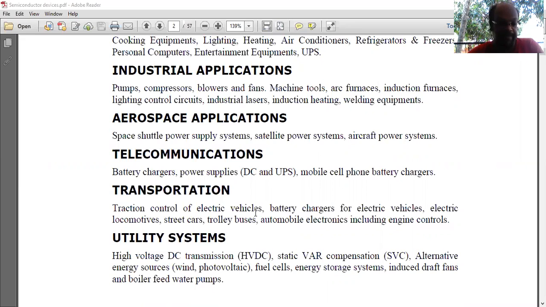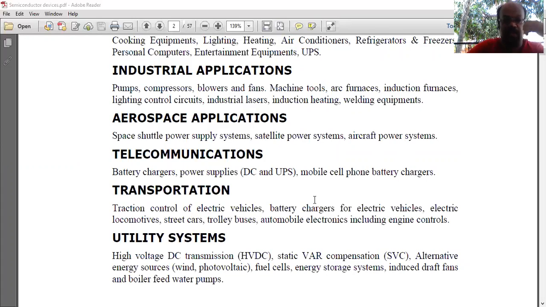At the same time, we need to charge, because for electric vehicles, with completely electrical propulsion and all, there is a need for battery chargers also. So that also we can do using power electronics. And locomotives, streetcars, trolley buses, automobile electronics, including engine control, everything is possible by using power electronics.